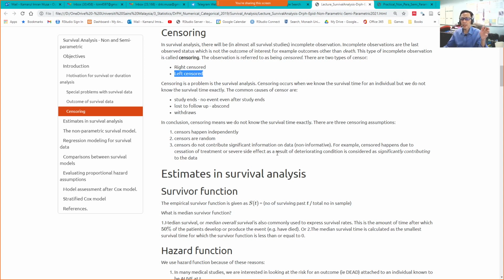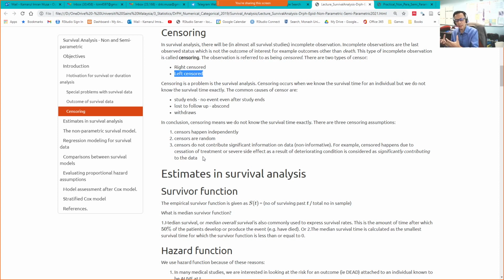For example, if you have censoring that happens due to stopping of treatment, and because of that, when you stop treatment, the patient will get severe side effects and just doesn't come for follow-up, doesn't come for further treatment. So the missing observation cannot be considered as non-informative.